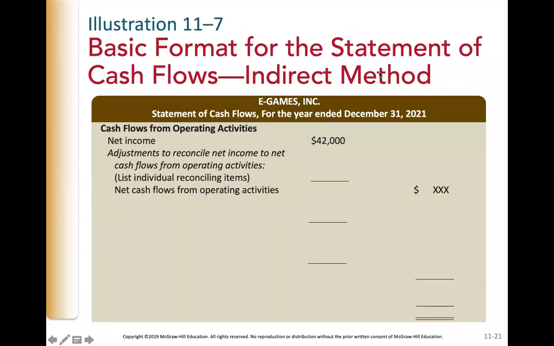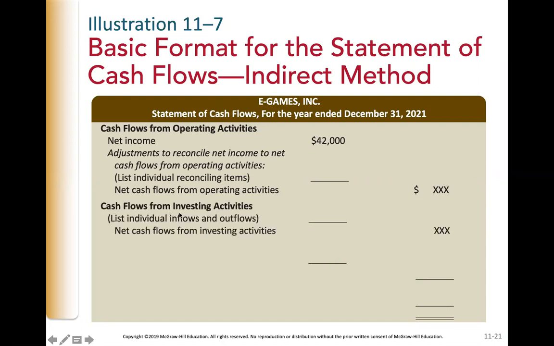So we've already reviewed the basic format, but I want to show it to you one more time. So with eGames, we'll start with the operating section. We pull the net income from the income statement and list the $42,000. Then we'll go through and look at individual adjustments to arrive at a net cash flow from operating activities.